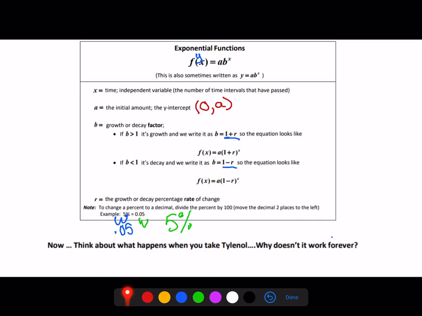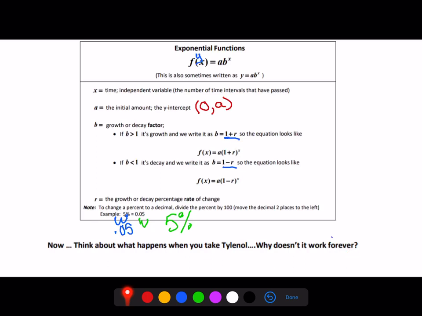So, it says, now, think about what happens when you take Tylenol. Why doesn't it work forever? Well, the way that Tylenol works is that our body slowly filters out the Tylenol in it. So we're slowly losing that effect that we have from Tylenol over time. Now, that's a decay. So the Tylenol is decaying within our body. The amount that we have in our body is being decayed. And that happens over time.